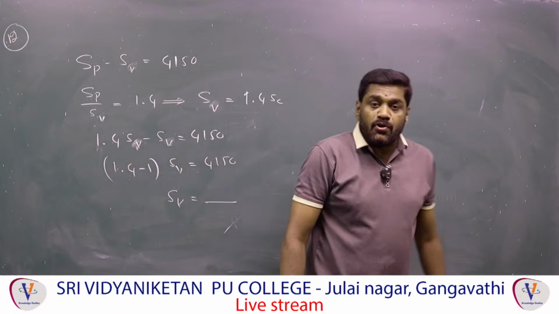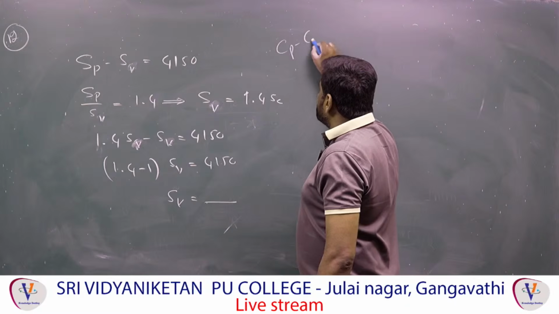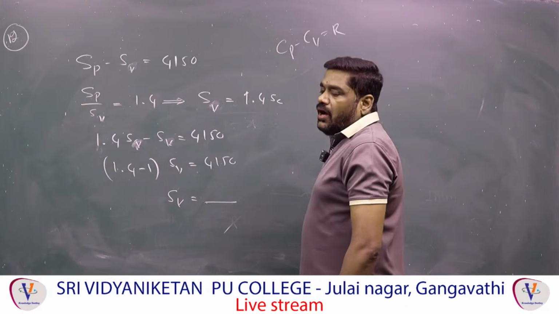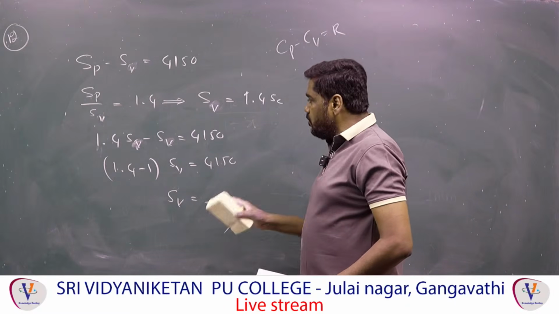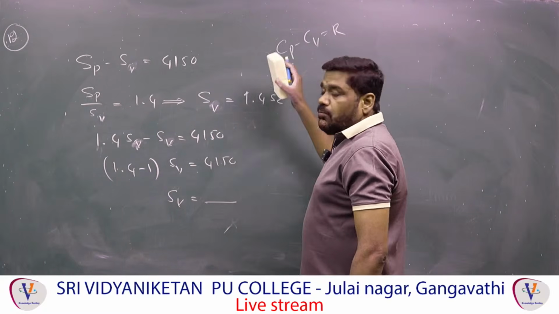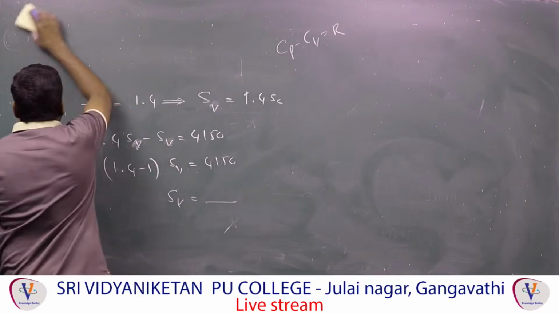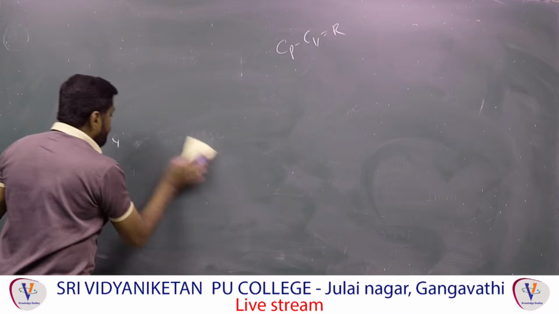Here these are not molar specific heats generally. For molar specific heat, what is the answer? Cp minus Cv is equal to R, where R is equal to 8.314 joule per mole Kelvin. But here this is not molar specific heat, it is just simply specific heat only. Next, question number 13.